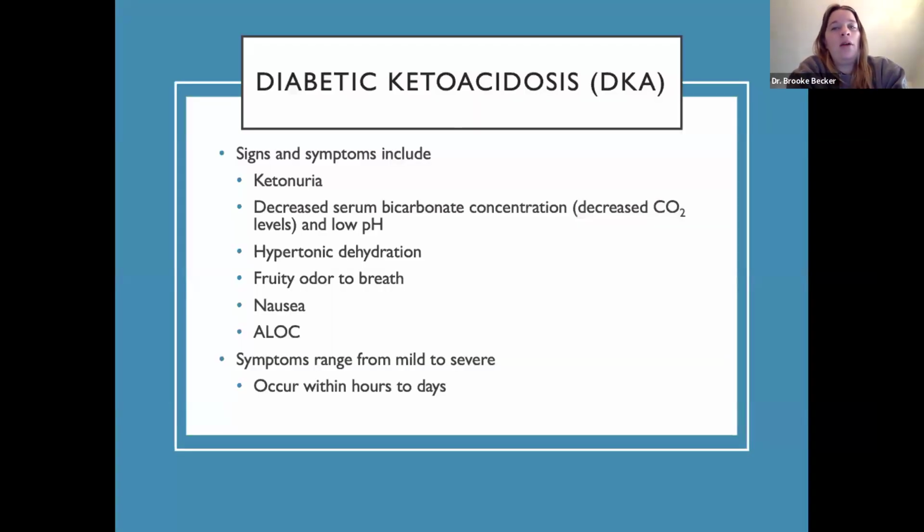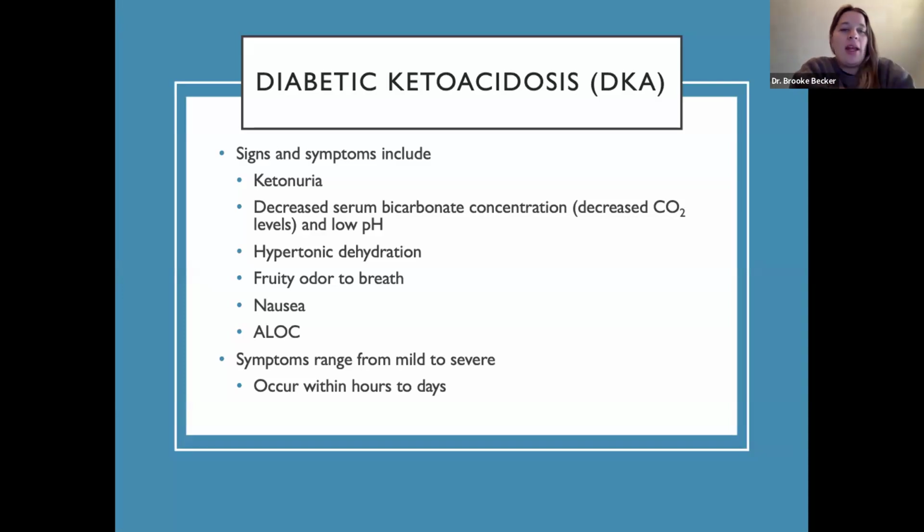Good. Okay, DKA. So signs of DKA, or diabetic ketoacidosis. So ketonuria, so ketones spilling in the urine. That's one of the classic signs of DKA. You're going to have a decreased bicarb. So you're going to have decreased CO2 levels and a low pH. This is where that fruity breath starts.